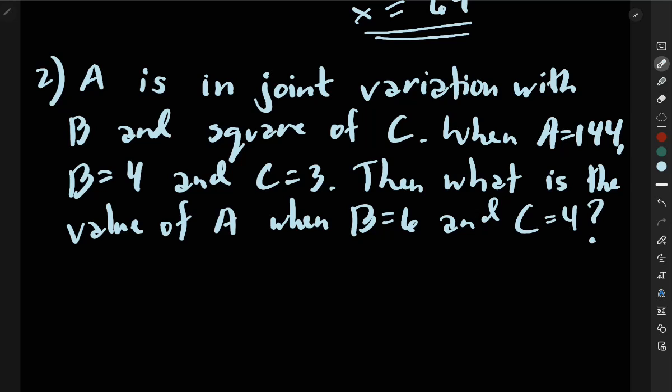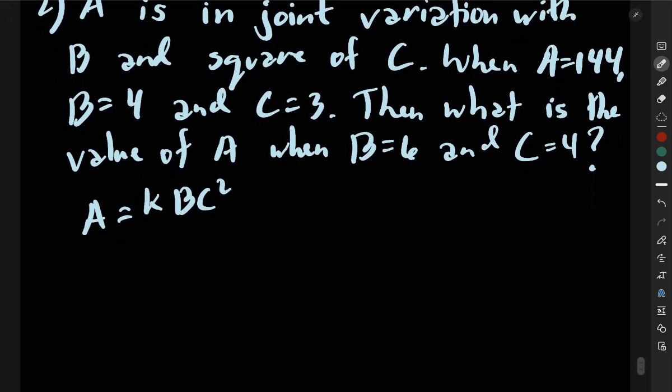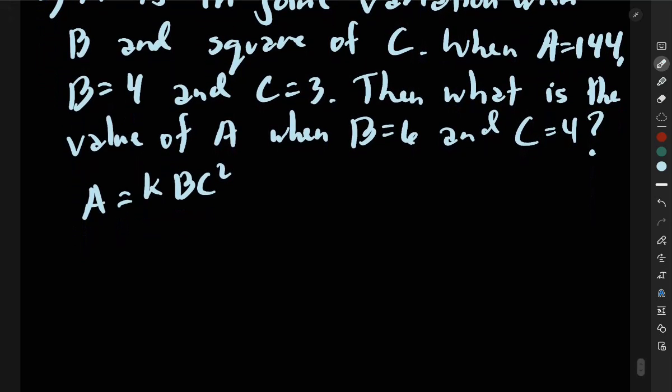So we have A is in joint variation with B and the square of C. So I'm gonna write it in this way. A is equal to kBC squared. So it says square of C, that's why it's C squared. Then it's given that A is 144, B is 4, and C equals 3. That is to solve for k. So when A is 144, B is 4, and C is 3.